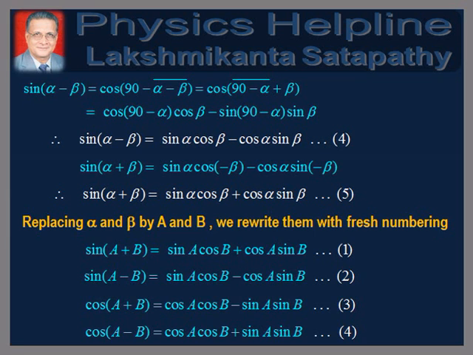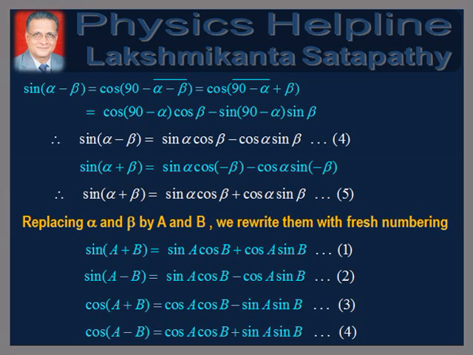For the fourth identity, we replace beta by minus beta, which gives sin(alpha plus beta) is equal to sin alpha cos(minus beta) minus cos alpha sin(minus beta). But cos(minus beta) is equal to cos beta and sin(minus beta) is equal to minus sin beta. Therefore, we have sin(alpha plus beta) is equal to sin alpha cos beta plus cos alpha sin beta.